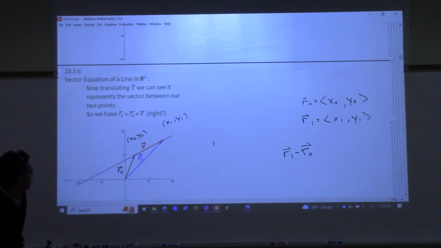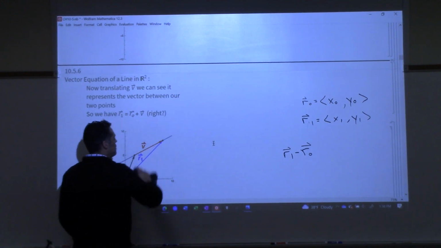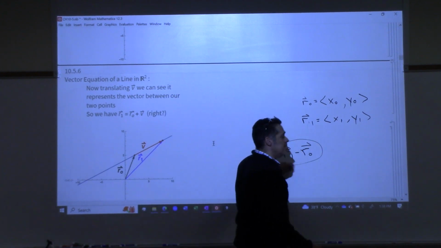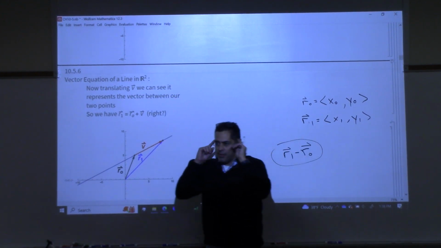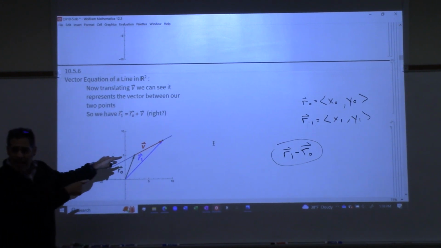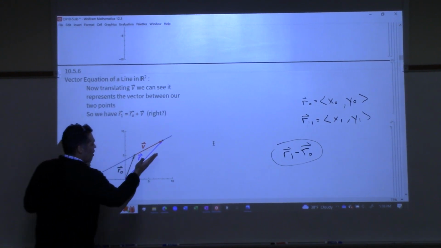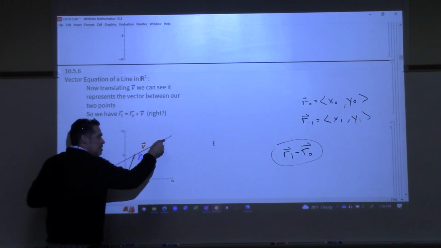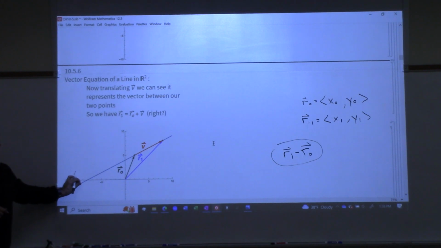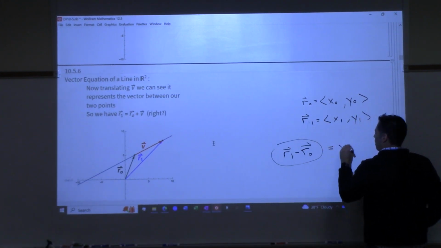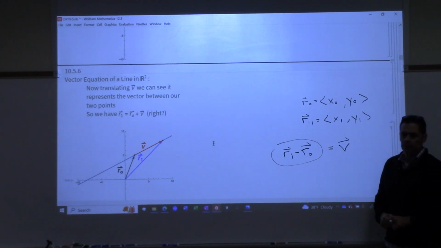Do you all agree that the red vector V is this vector R1 minus R0? This is what I just started with. Remember when I was saying that we did the preliminary stuff? That's exactly what this is saying. If I take R1, that vector, and subtract that vector, I get the vector that goes from the tip of this one to the tip of that one. So that's what V is here. You all good?